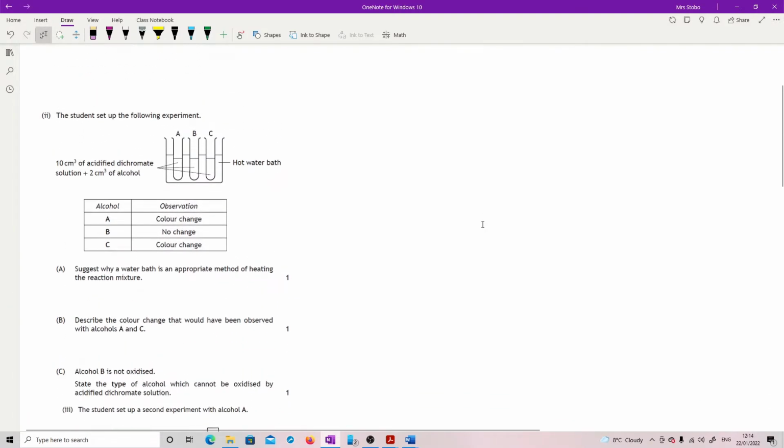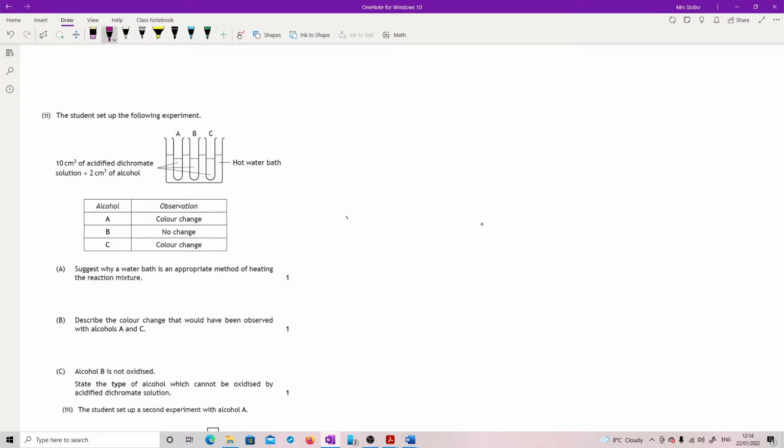Okay, the student followed the following experiment. We've got 10 centimetres cubed of acidified dichromate solution, 2 centimetres cubed of alcohol, a hot water bath, and then they looked for colour change. So A and C had a colour change, B had no change. Suggest why a water bath is an appropriate method of heating the reaction mixture.